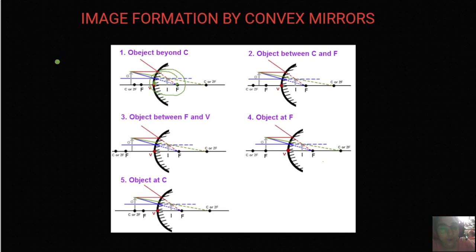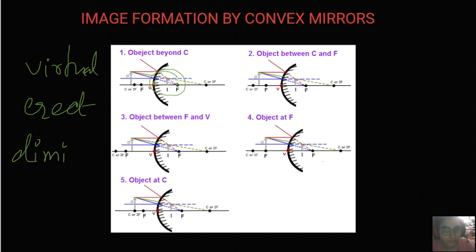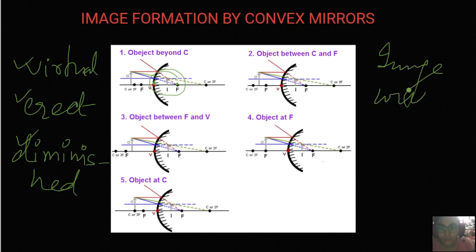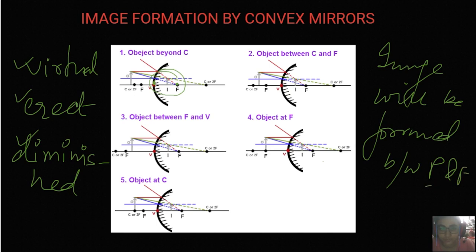The image will always be virtual, erect, and diminished. So these three characteristics will always be there, and also the image will be formed between pole and focus. Okay.